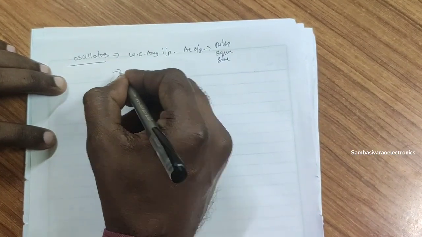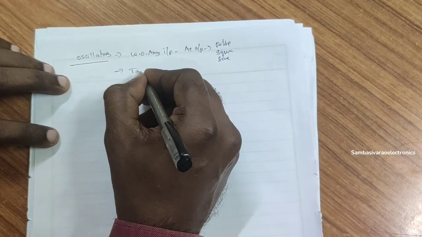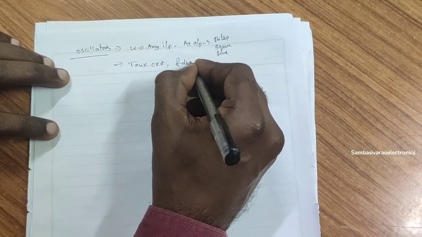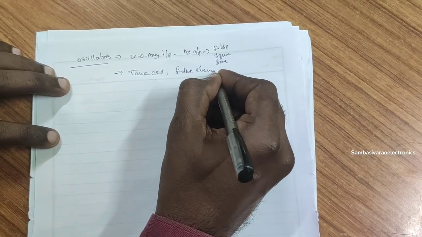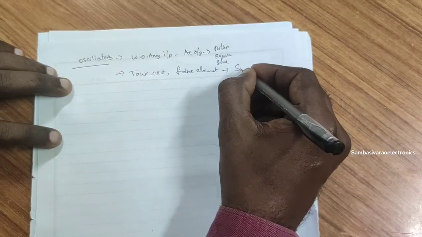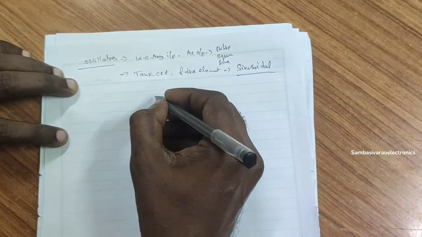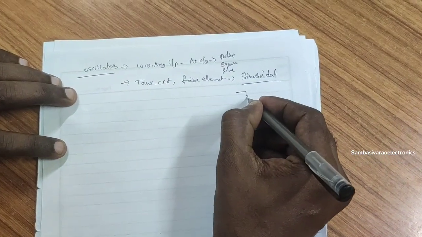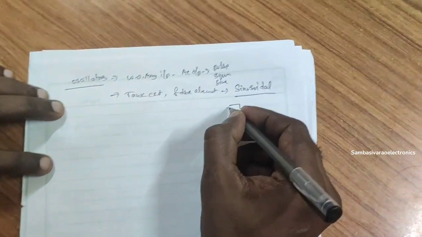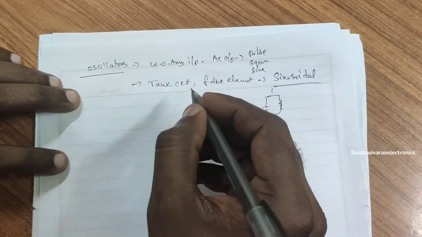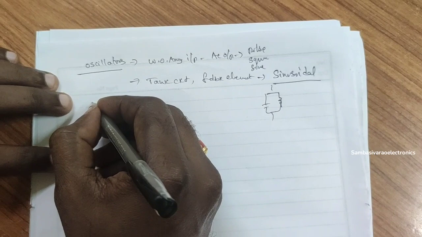For an oscillator, we require a tank circuit and a feedback element in order to generate sinusoidal waveforms at its output. The tank circuit consists of one inductor and one capacitor. This is the tank circuit needed for oscillators.